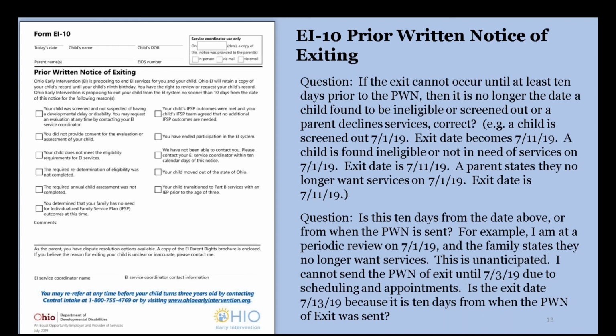Okay, thank you. Another question. Is this 10 days from the date above or from when the prior written notice is sent? For example, I'm at a periodic IFSP review on July 1st, 2019, and the family states they no longer want services. This is unanticipated. I cannot send the prior written notice of exit until 7/3/2019 due to scheduling and appointments. Is the exit date then 7/13/2019 because it's 10 days from when the prior written notice of exit was sent?